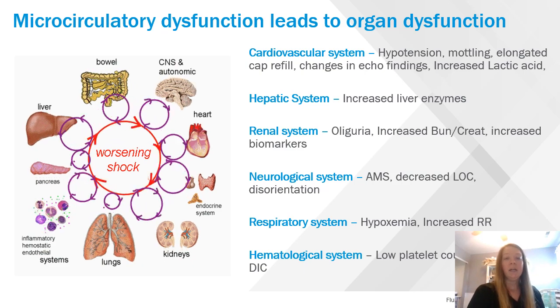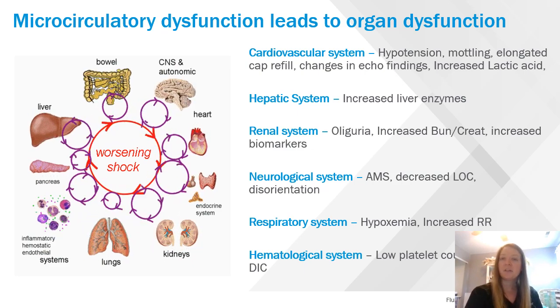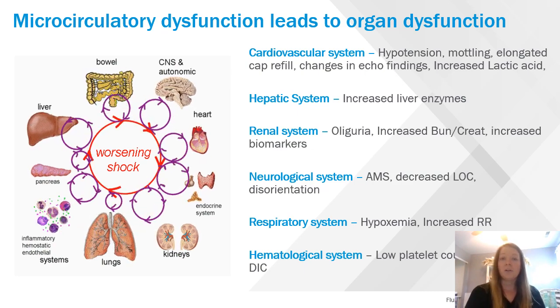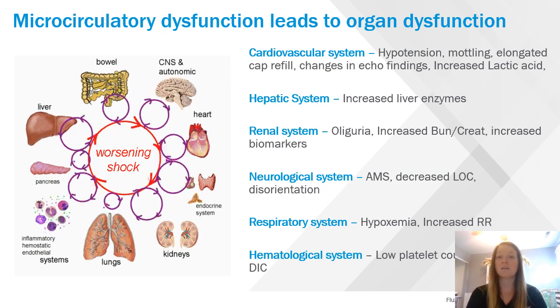So if we start with our cardiovascular system, we typically see hypotension with sepsis. If we are not perfusing peripherally, we might see our patients having some mottling, maybe elongated cap refill. We might see some changes in our echo findings. We will also see that our hepatic and hematological systems may be affected, where we have increased liver enzymes, low platelet count. We might even see DIC.